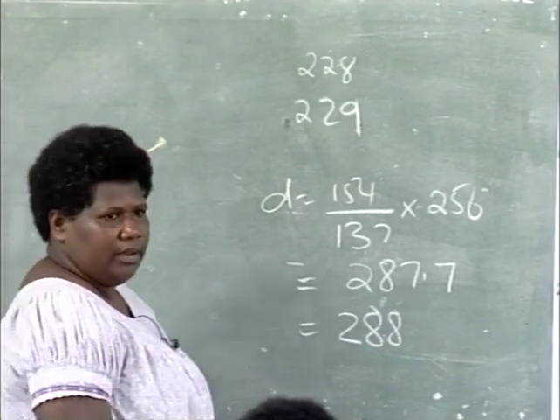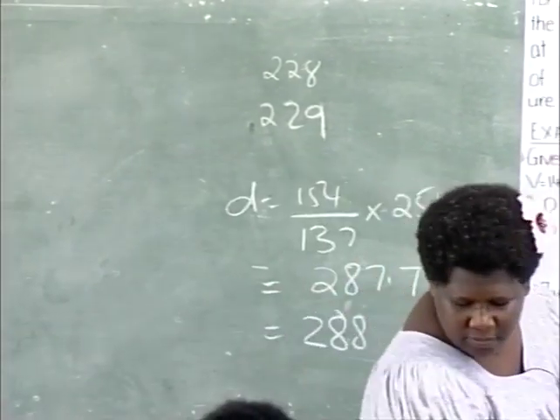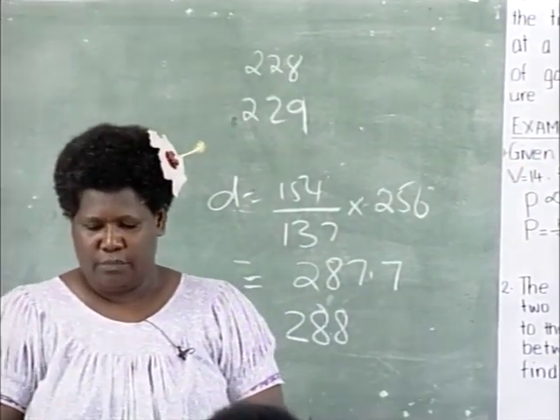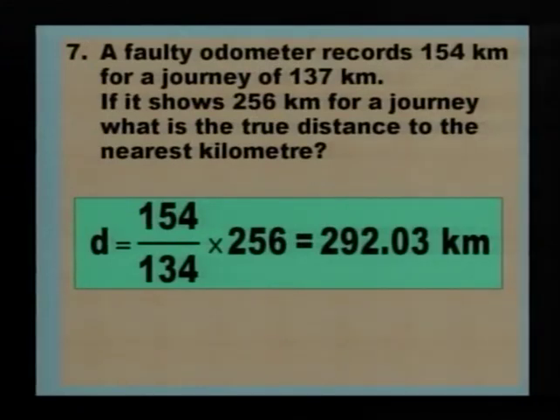Why 137 over 154? A faulty odometer records 154 for a journey of 137. If it shows 256 kilometers for a journey, what is the true distance to the nearest kilometer? Then the answer should be more than 137, am I right? Okay, let's see.